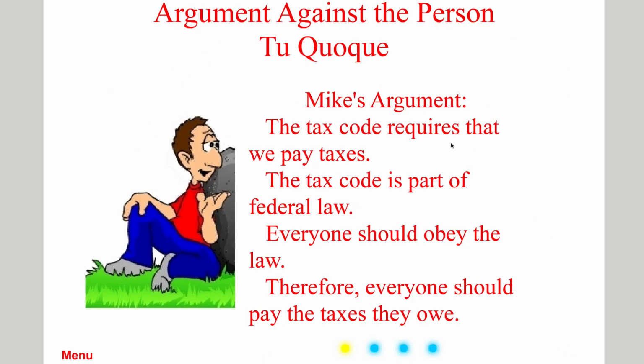So Mike's argument comes through here, right? The tax code requires this. The tax code is part of the federal law. Everyone should obey the law. Therefore, everyone should pay the taxes they owe. Okay? What you want to do is attack the premises.